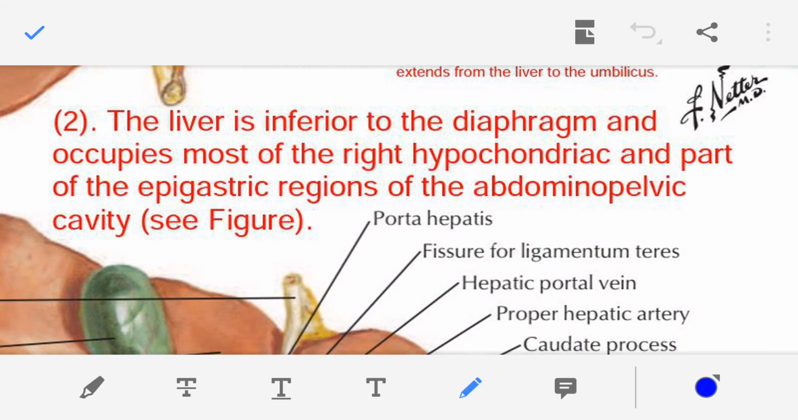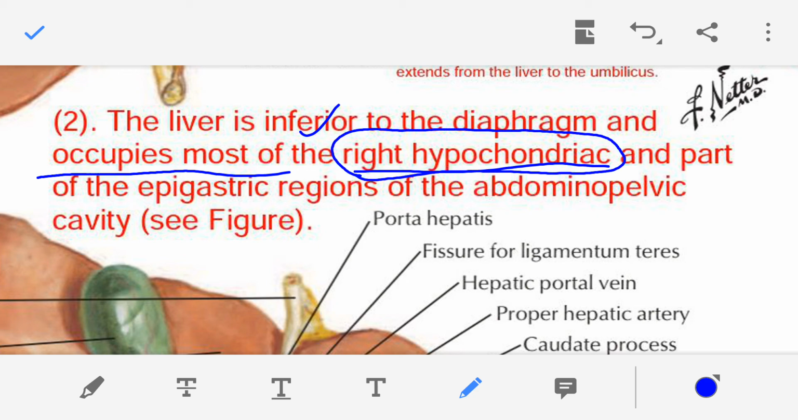That's why it is written over here, the liver is inferior to the diaphragm and occupies most of the right hypochondriac cavity. Now this region, the right hypochondriac cavity of our body, is the region in which the liver is present, the gallbladder is present, the small intestine is present, and the right kidney is present. Once again I am telling you, in the right hypochondriac region of our body, the liver, gallbladder, right kidney and small intestine are located.